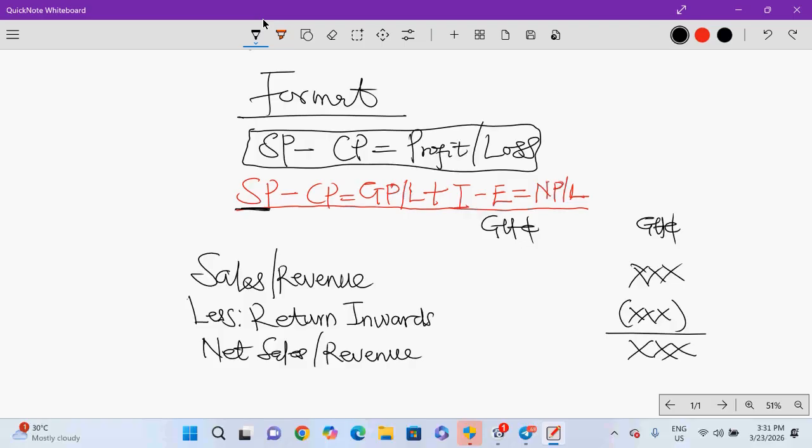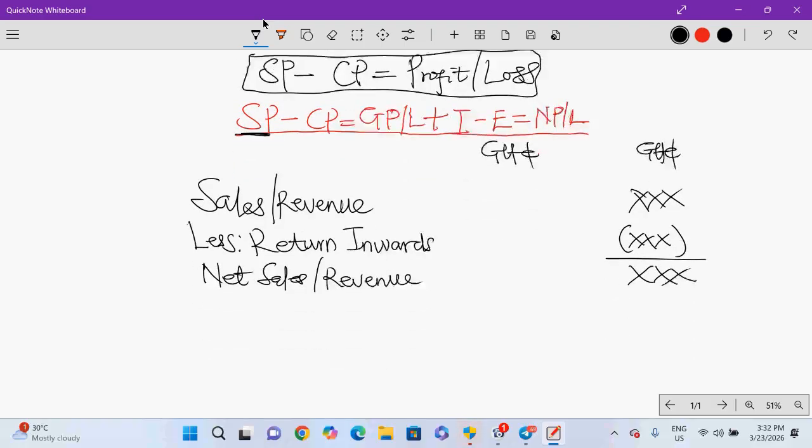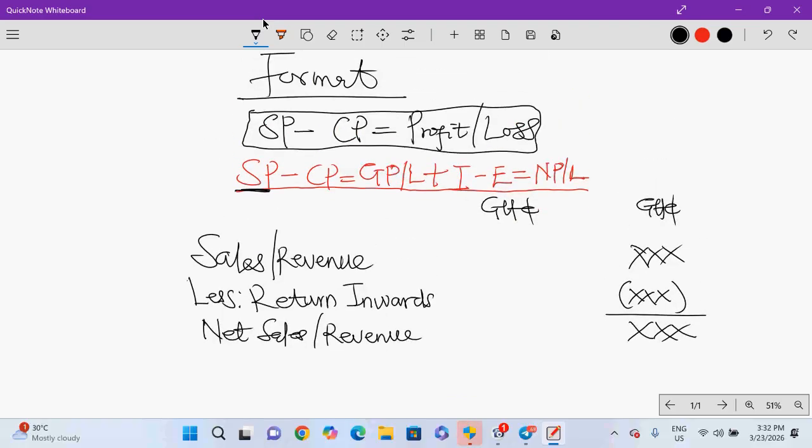It is not always the case that customers will return the goods that they have bought from the entity. So once you don't see returning words, it is not by fault that it should be in the question. Okay, so now, ladies and gentlemen, we are done with the selling price part, the selling price SP.